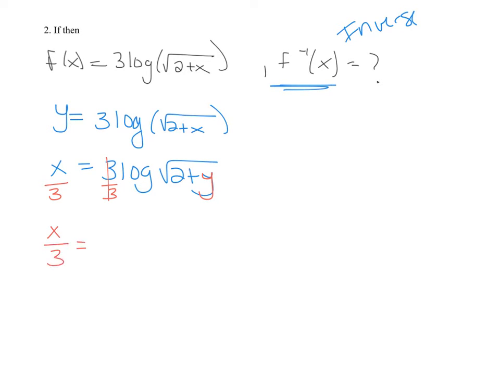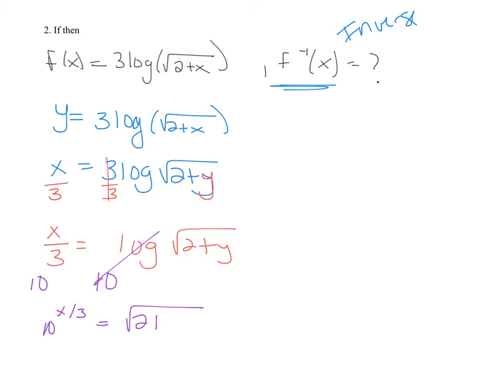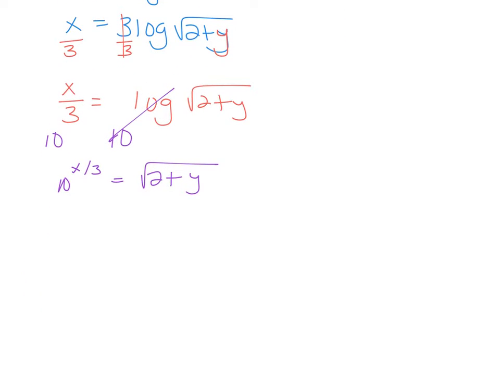x over 3 equals log square root of 2 plus y. Now the y is still inside the square root, so you got to get rid of the log. To get rid of a log, you raise each side to the 10th power. So the 10th is going to go down here, and it'd be 10 to the x over 3. The 10 and the log here will cancel, and you're left with the square root of 2 plus y. Now at this point, you want to get the y alone. The only problem is that there's a square root. To get rid of the square root, just square both sides.